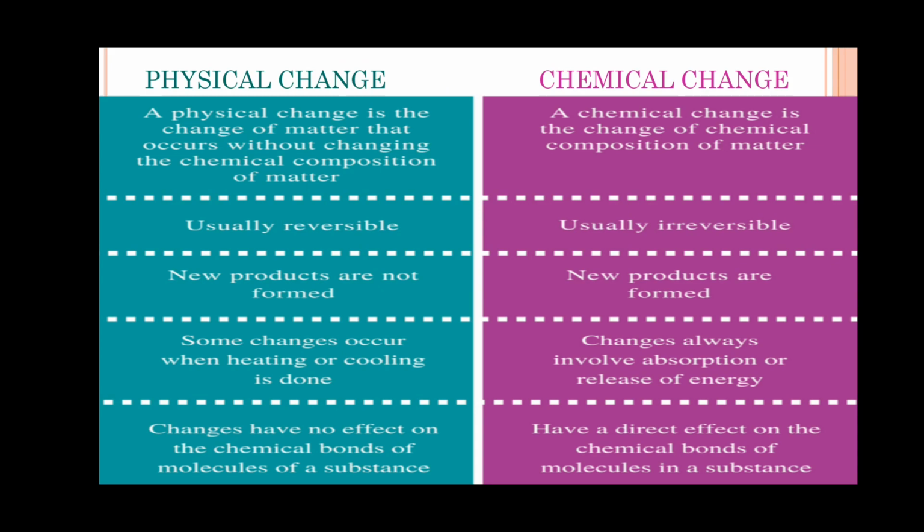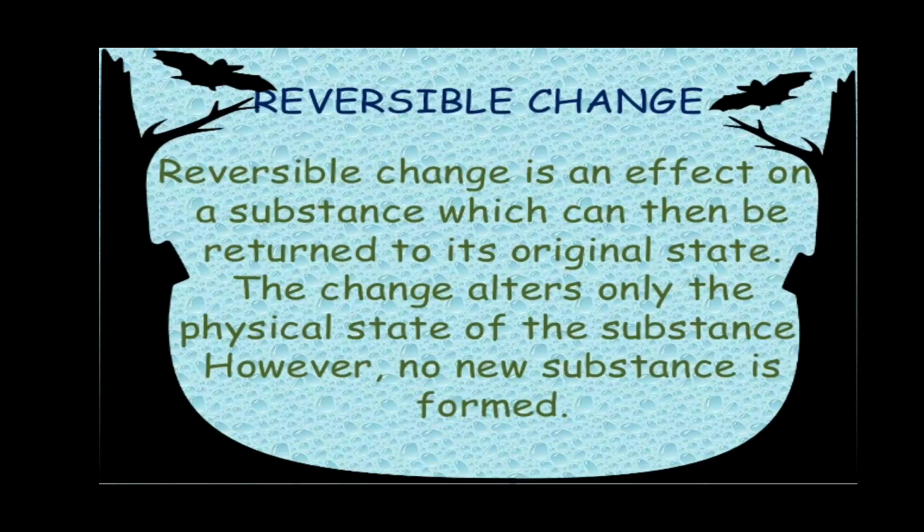Changes have no effect on the chemical bonds of the molecules of a substance in physical change, whereas in chemical change, it has a direct effect on the chemical bonding of the molecules in a substance. So, these are the differences between the physical and the chemical change.